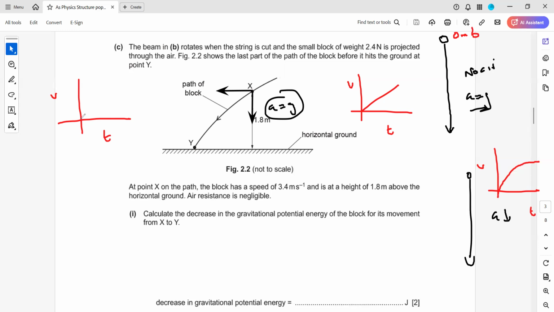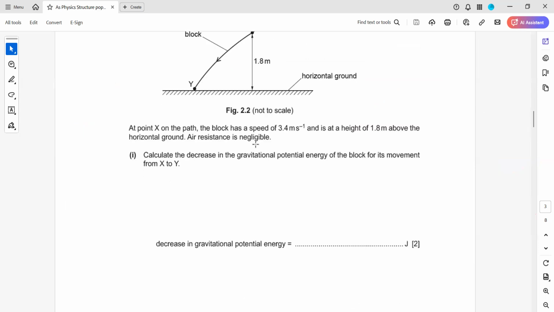Then the vertical velocity starts to increase as it is falling. And what about the horizontal velocity? If there is a horizontal velocity, it remains unchanged because the horizontal component does not change. So it will be a horizontal line. So acceleration, why is it not decreasing? Because in the question itself, it is mentioned that air resistance is negligible.